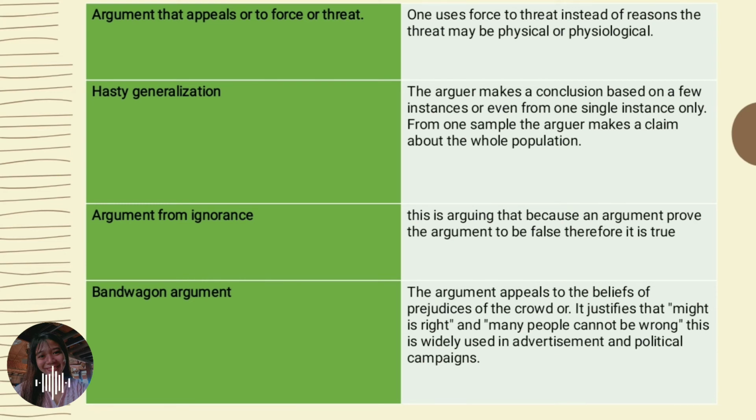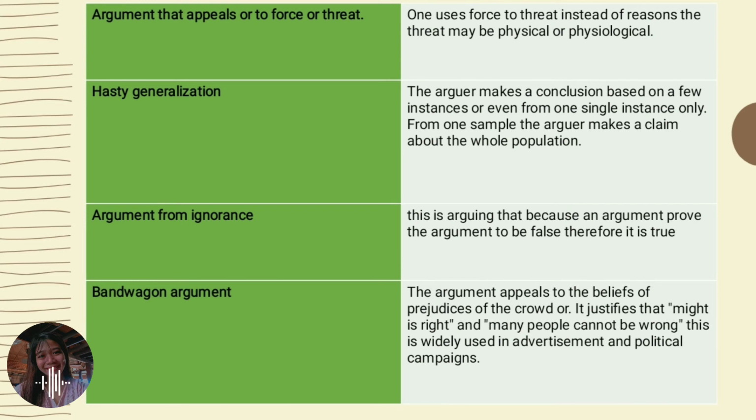So another one is the bandwagon argument. This argument appeals to the beliefs or prejudice of the crowd, or it justifies that might is right and many people cannot be wrong. This is widely used in advertisement and political campaigns. So this asserts a claim is true because many people believe it is.